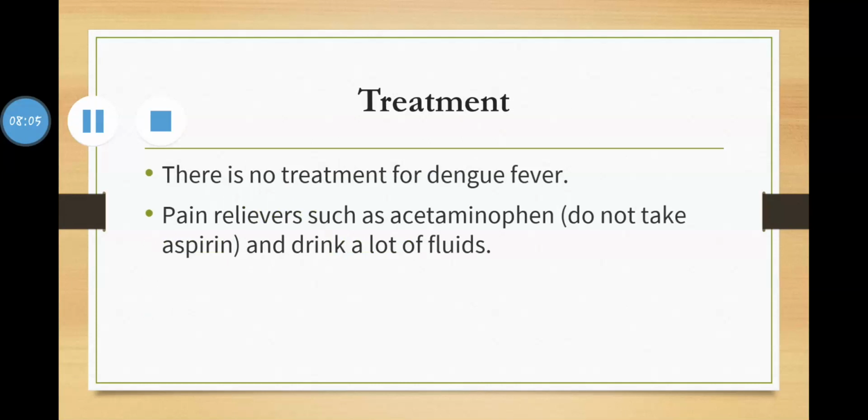Treatment of dengue: there is no specific treatment for dengue fever. Pain relievers such as acetaminophen and drinking a lot of fluids are advisable.